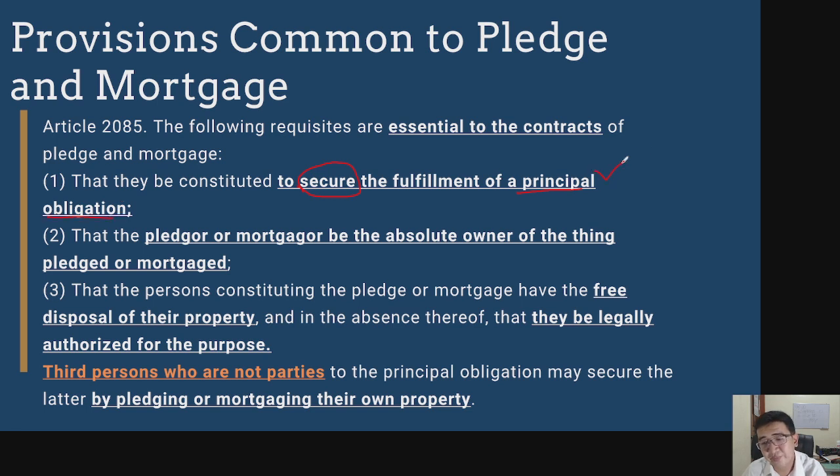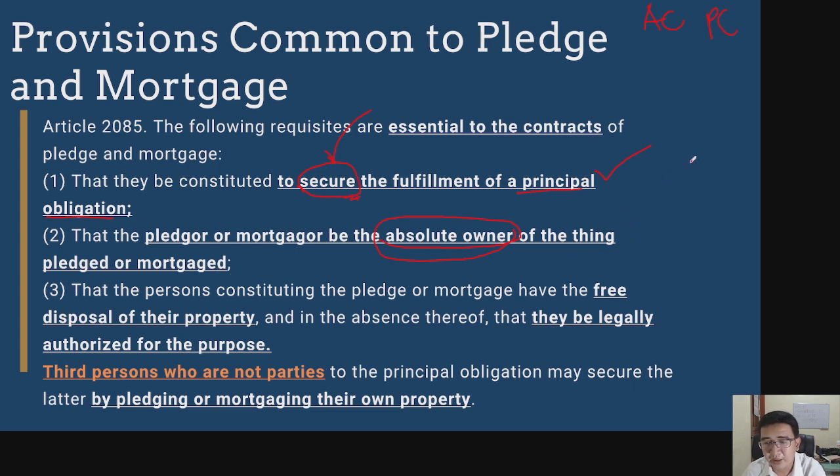This concept siguro okay na sa inyo kasi we have discussed before the concept of an accessory contract and a principal contract, and sinabi din natin earlier during the introduction dito sa video lecture that these contracts are entered into to secure the fulfillment of a principal obligation. So that is the first essential requisite for a pledge or a mortgage. The second requisite is that the pledgor or mortgagor be the absolute owner of the thing pledged or mortgaged.